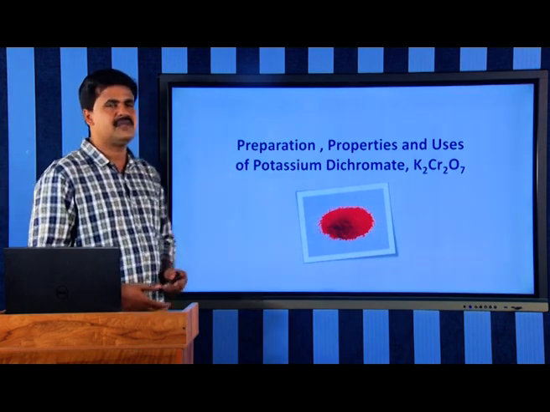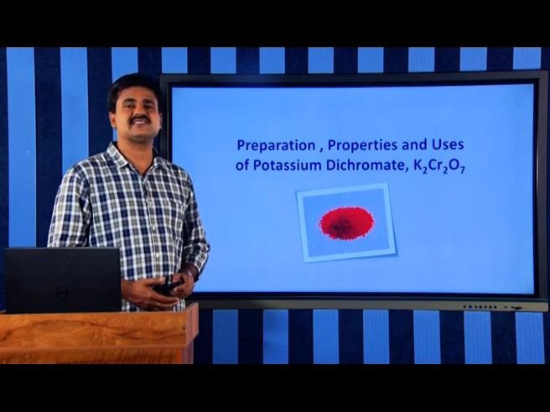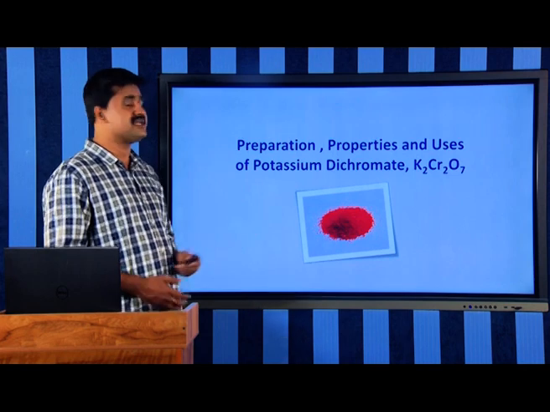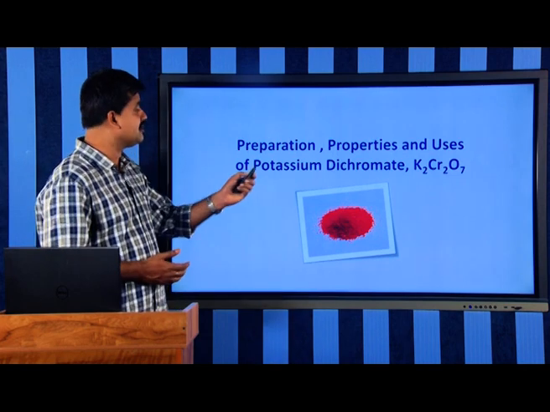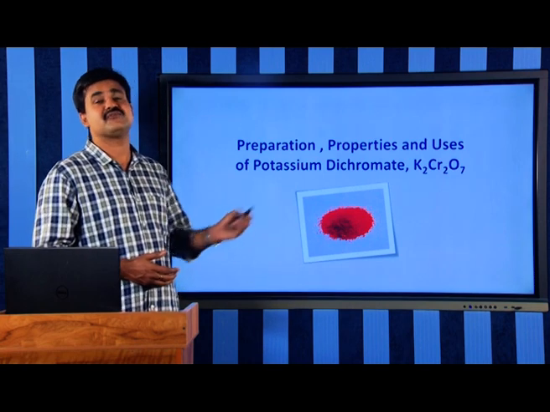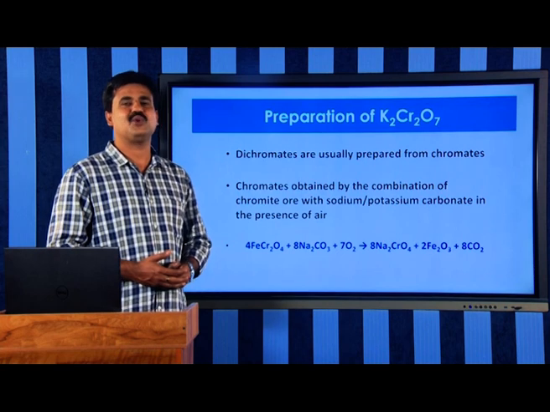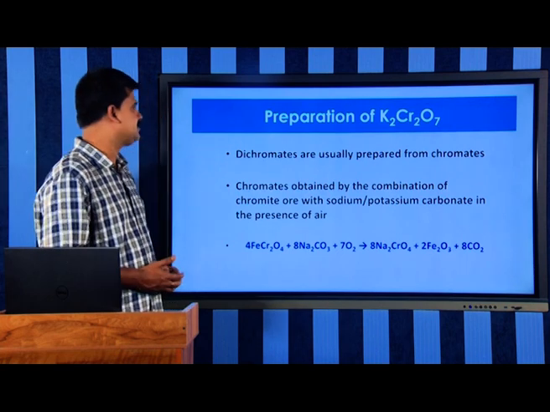First of all, preparation, properties and uses of potassium dichromate. Potassium dichromate is a well-known compound with the molecular formula K2Cr2O7. It appears as a very beautiful orange colored crystal. First of all, the preparation of potassium dichromate.